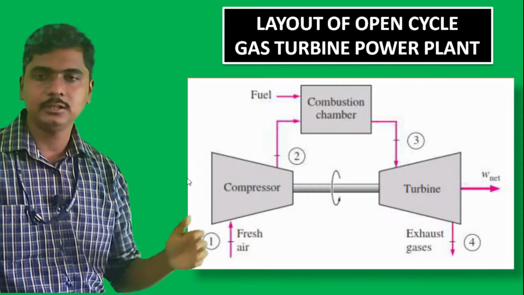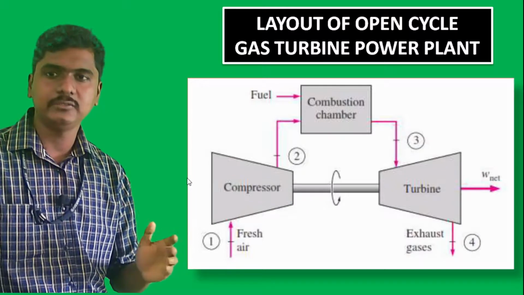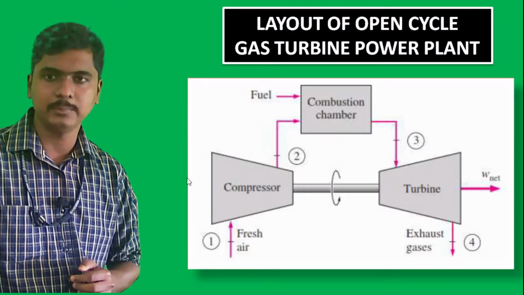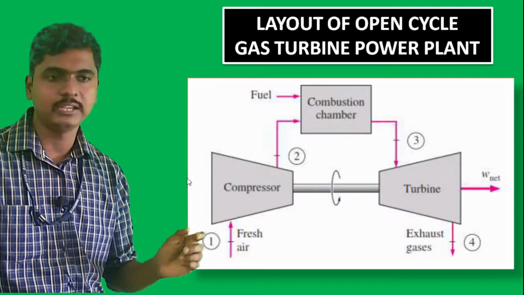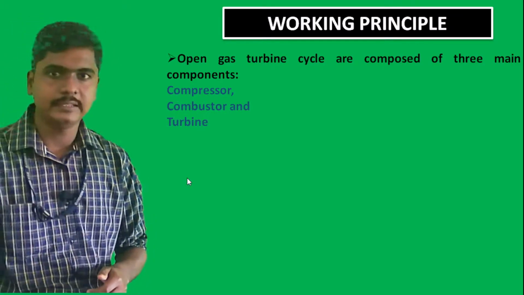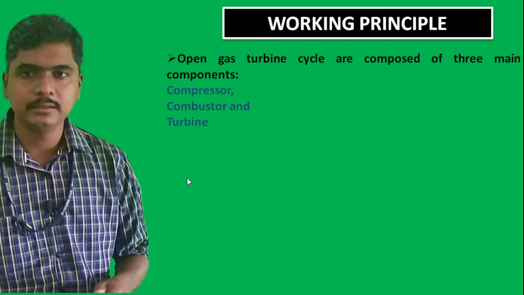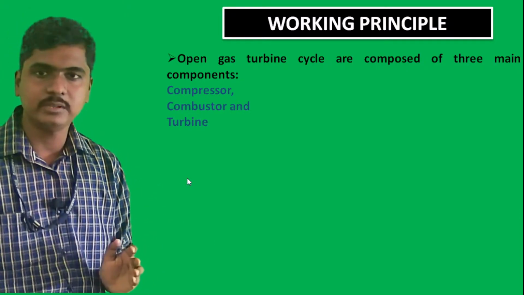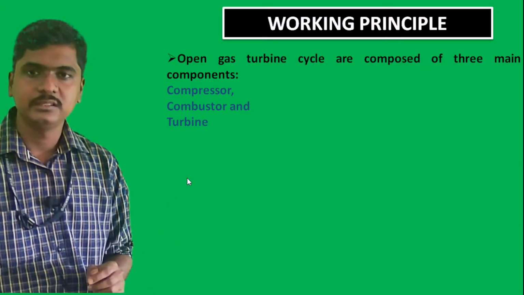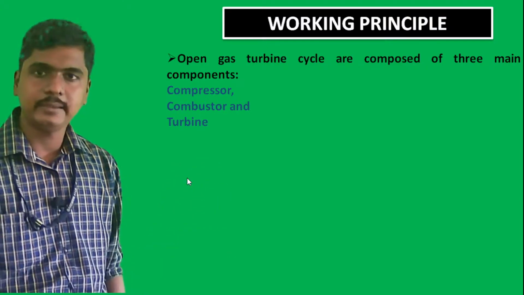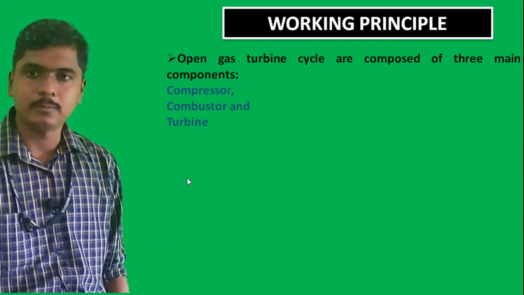So at the end of this lecture, you will also get to know the difference between open cycle gas turbine power plant and closed cycle gas turbine power plant. Those things also you will get some clarity. Okay. Now coming to the working principle. As I told you, in an open cycle gas turbine power plant we will mainly have three components. One is the compressor, one is the combustion chamber, and the third one is the turbine. These are the main components of an open cycle gas turbine power plant.